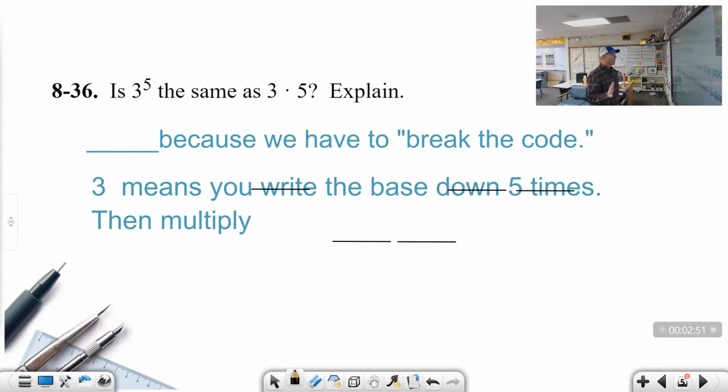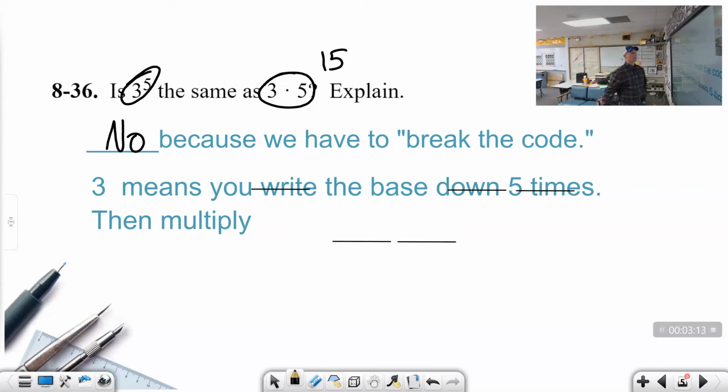Now, problem 8-36. Is 3 to the 5th power the same as 3 times 5? Well, tell me, guys. You know 3 times 5 is 15. Is this the same thing? Your knowledge of 5th grade, when you were first introduced to this, should tell you no. Because we have to break the code.